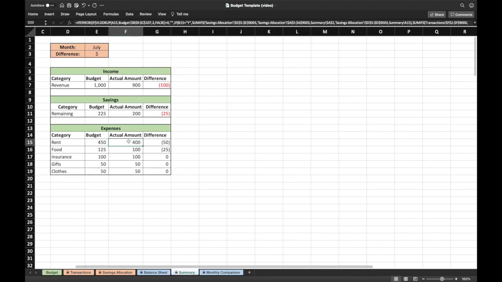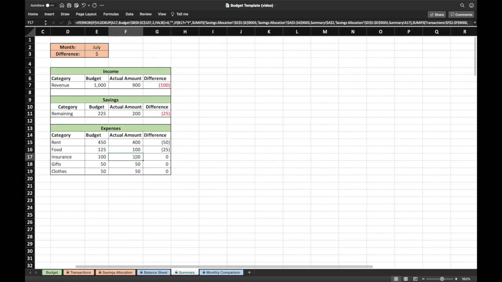So this column is the actual amount. It's the sum total of all the money you spent in this category if it is not a prepaid expense category. So for rent, for example, we spent $400 this month. Now what about prepaid expense categories, such as insurance and gifts and clothes in our budget? Well, this sum total is actually the allocated amount for the month, not what you spent in that category.